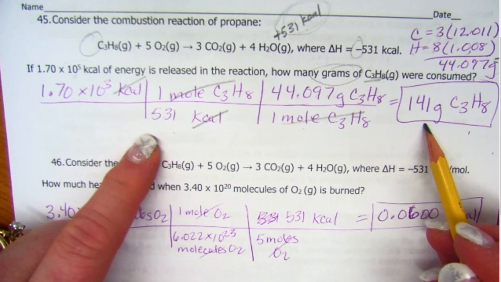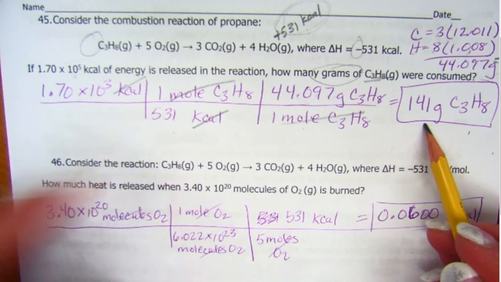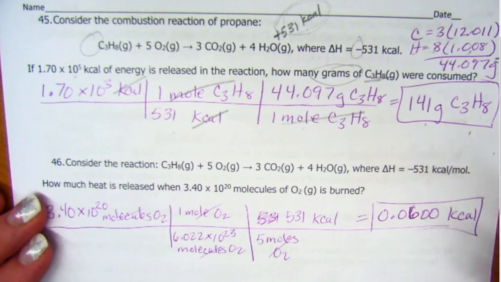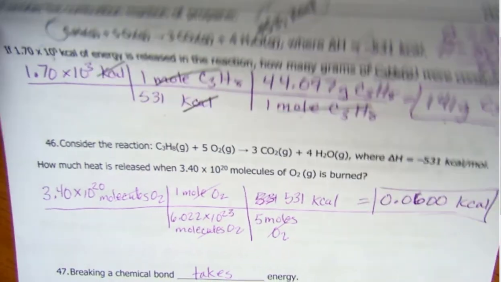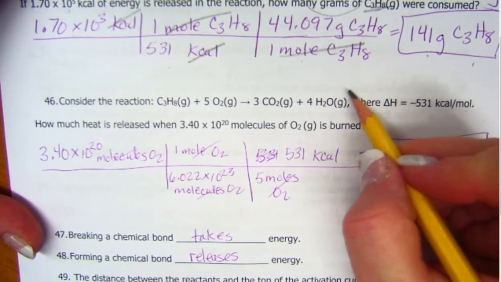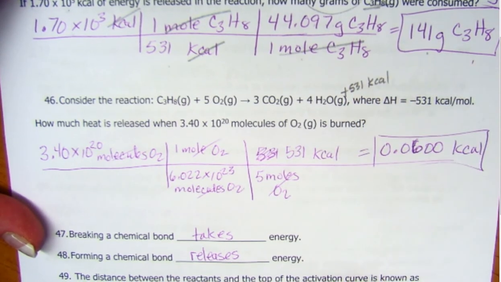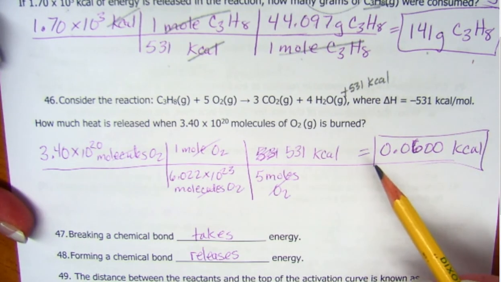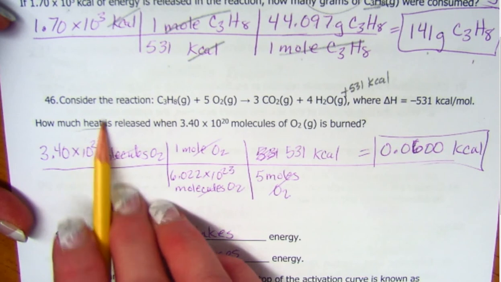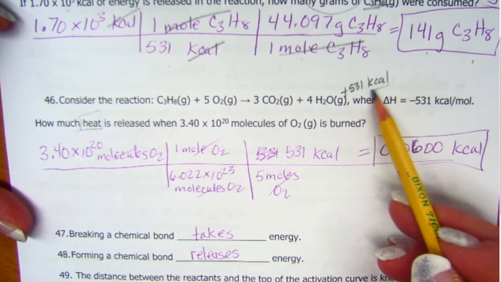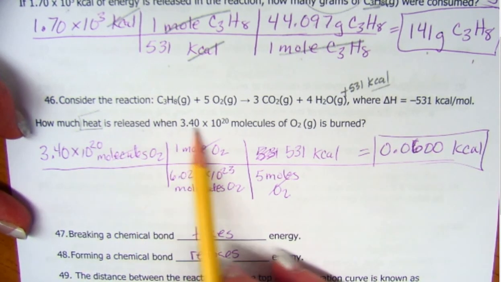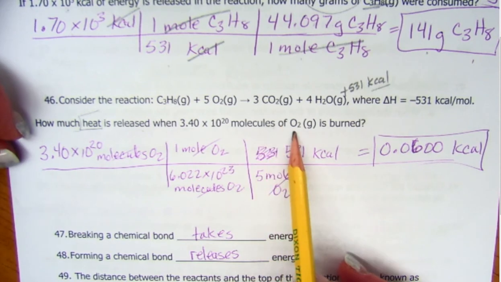Any questions on this one? We okay? All right, the next one is like unto it. It's actually the same exact equation. So we're still plus 531 kcal, right? It's still exothermic, which I'm grateful you guys saw that. How much heat is released? So I'm looking for kcals. When I use that many molecules of O2 burned.